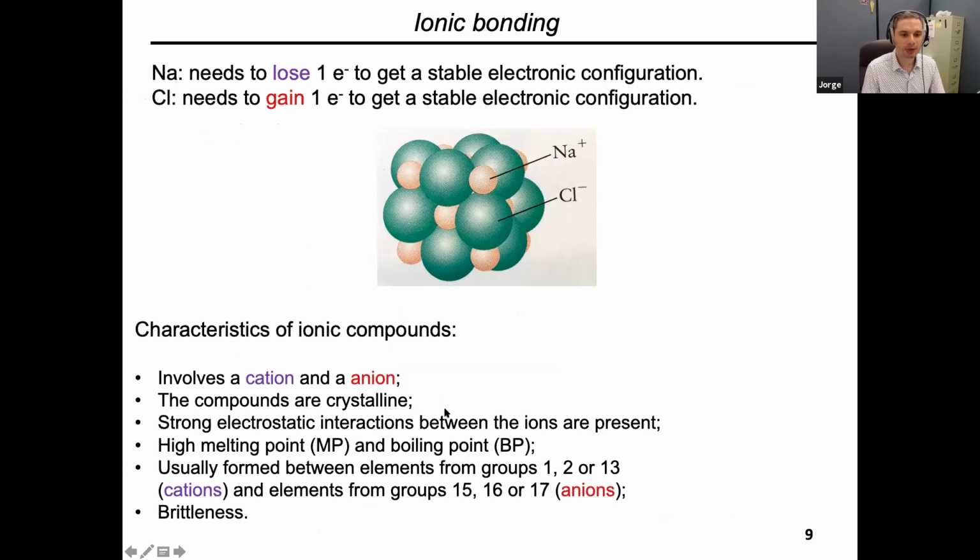Ionic compounds always involve a cation and an anion. Compounds are usually crystalline. Because we have a plus charged and a minus charged ion, we have strong electrostatic interactions between the ions. The interaction between plus and minus is the strongest one possible, which means it's really hard to break this bond, resulting in high melting point and high boiling point.